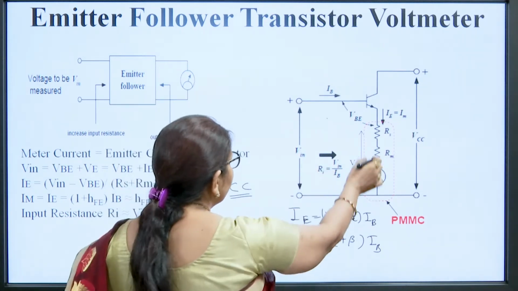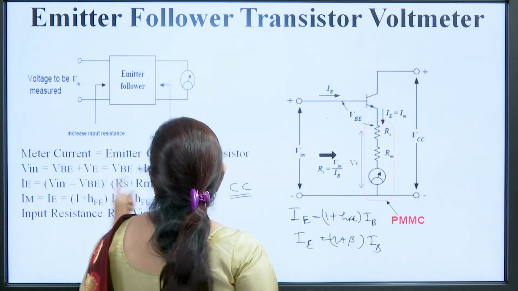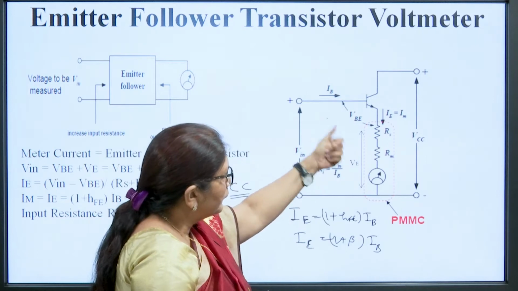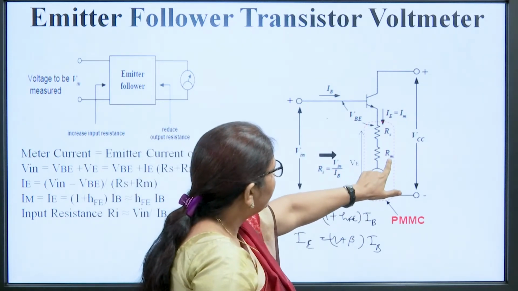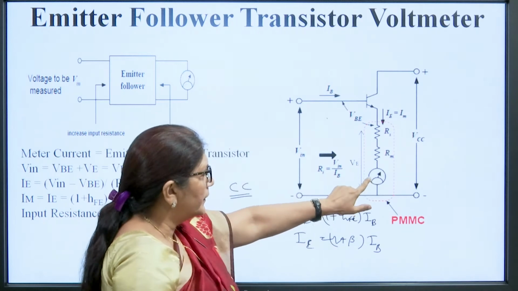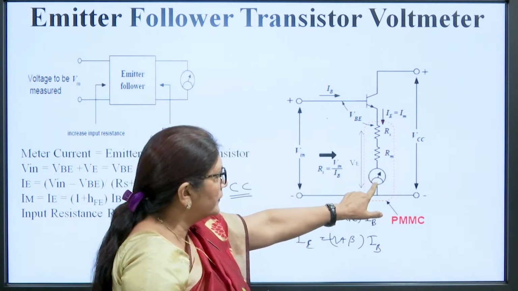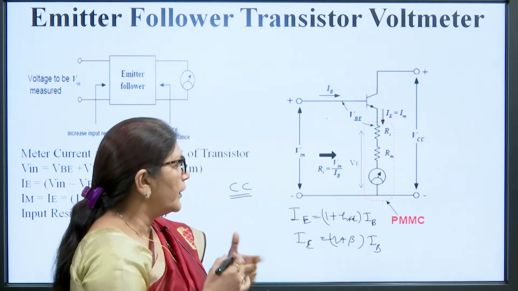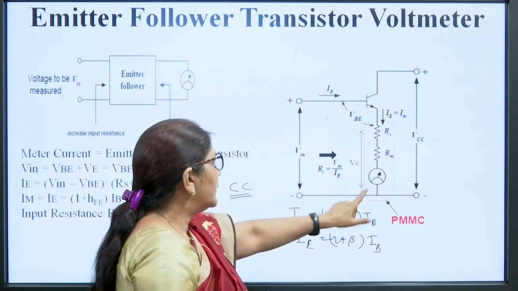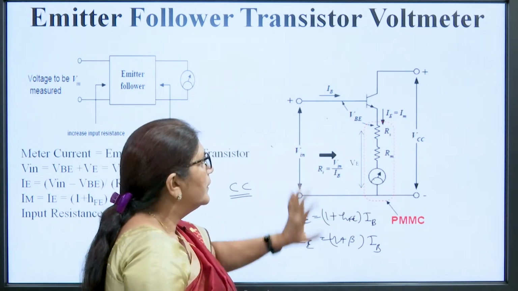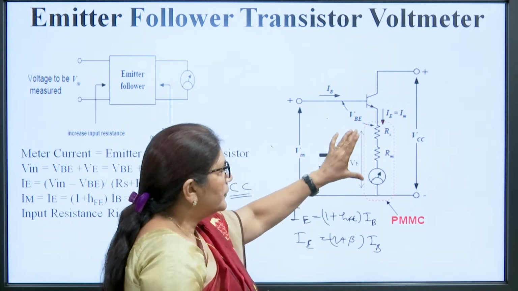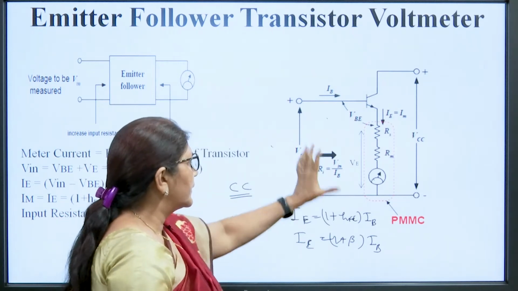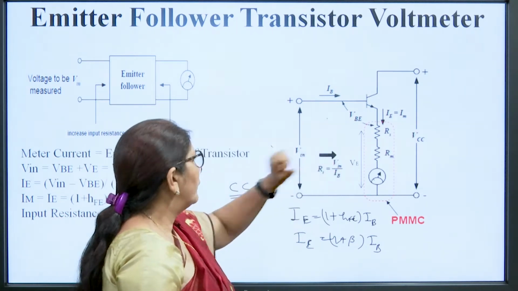Now if we see this circuit, the meter current is equal to the emitter current of the transistor, because the emitter current is flowing over here. Rs is the series resistance of this PMMC instrument, and Rm is the internal resistance, that is, the coil resistance of the meter. If we are not using this circuit, the input resistance of this meter will be Rs plus Rm. But when meter is placed at the emitter, then what will happen?